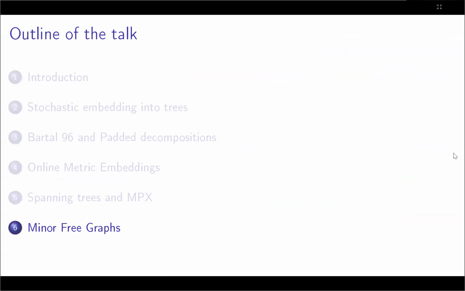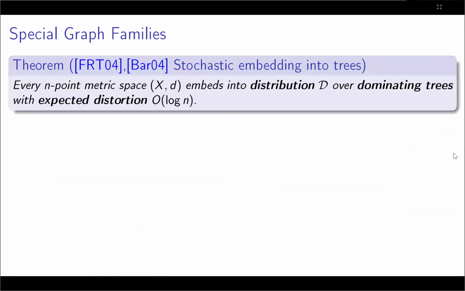So we get to the final part of the talk. There will be nothing more technical. I just want to survey some of the recent results we have for structured graphs. There were some advances there. So we saw this basic result by FRT, which says every metric can be embedded into a tree with distortion log n.